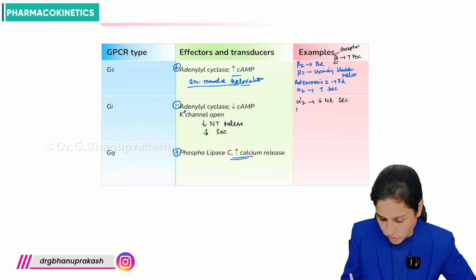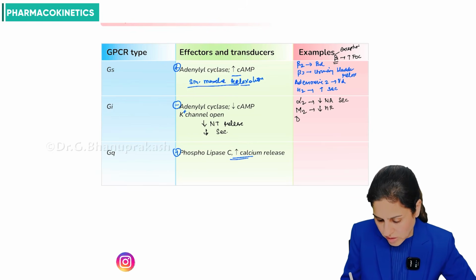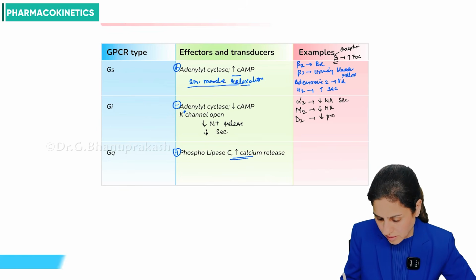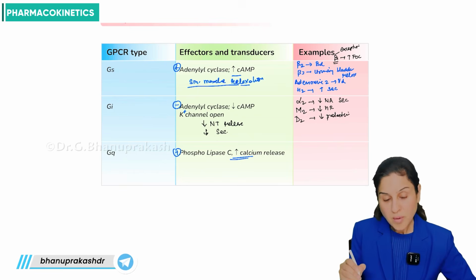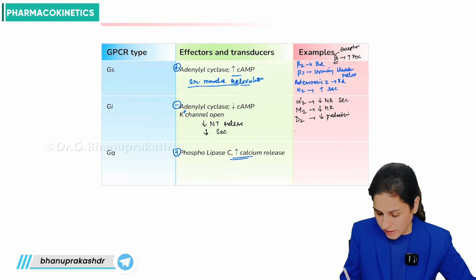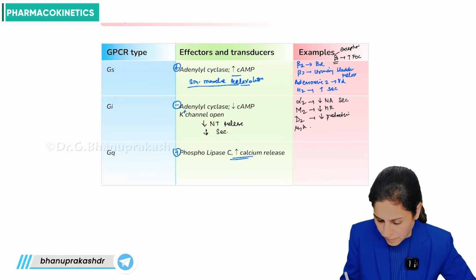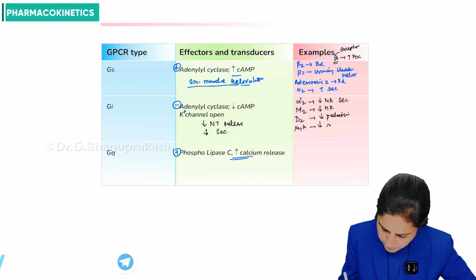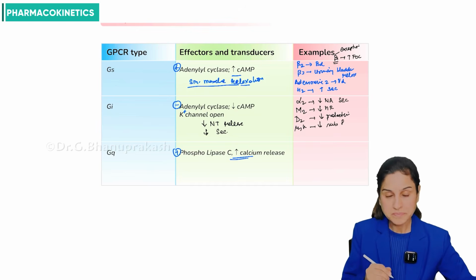Then we have M2, muscarinic. Again, it causes decrease in the heart rate, depressant effect. D2, it causes decrease in the prolactin levels, right? Then we have mu, kappa. They work as analgesics. How? Because they cause decrease in the substance P.